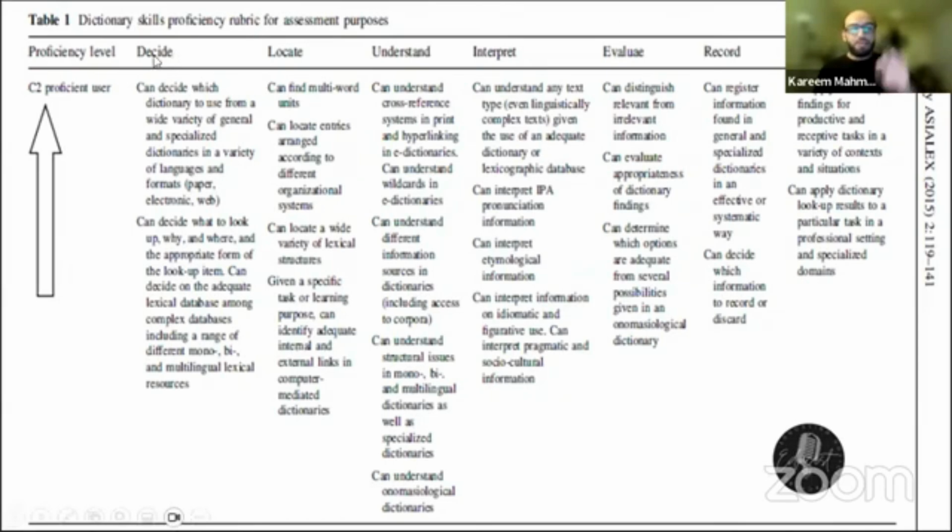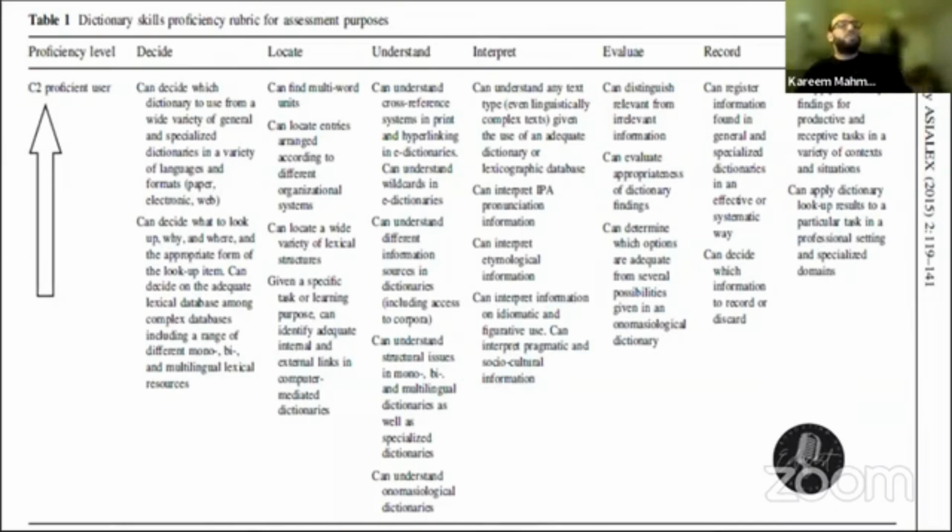So it's all about the keywords here. All the levels have to decide on something. They have to locate something inside the dictionary. They have to understand something, interpret something, evaluate something, record something, implement something. So all of the levels have to do this somehow. But the way of doing these things at C2 is different from B1. So for example, the C2 proficient user can decide which dictionary to use. They are the ones who can decide what to look up and why, and how to look up inside the dictionary. And they can locate multi-word units. For example, they can identify the syllables, the stress, the multiple pronunciations. They can understand the phonetic transcription, the allophonic transcription, and all this stuff. They can understand the meaning and the cross-references.